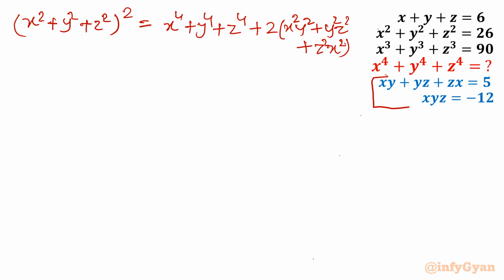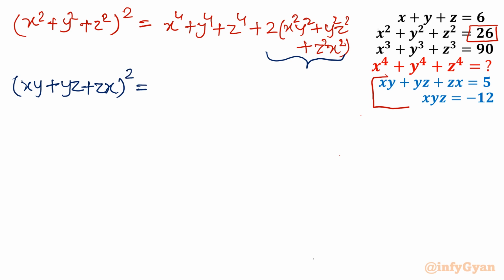The left hand side x square plus y square plus z square is 26. See, it is given to us. We will put that value. Now the point is how to find out x square y square plus y square z square plus z square x square. To find out this value, we have to use xy plus yz plus zx whole square. This is the only point of this question.